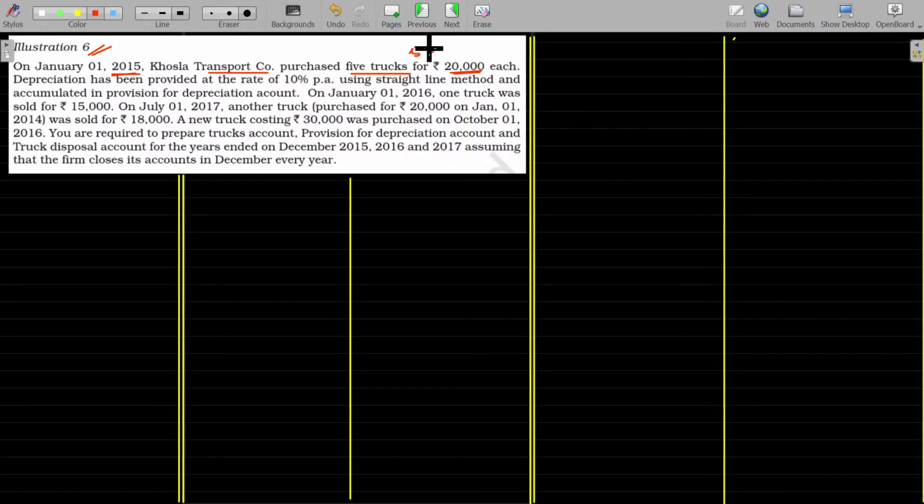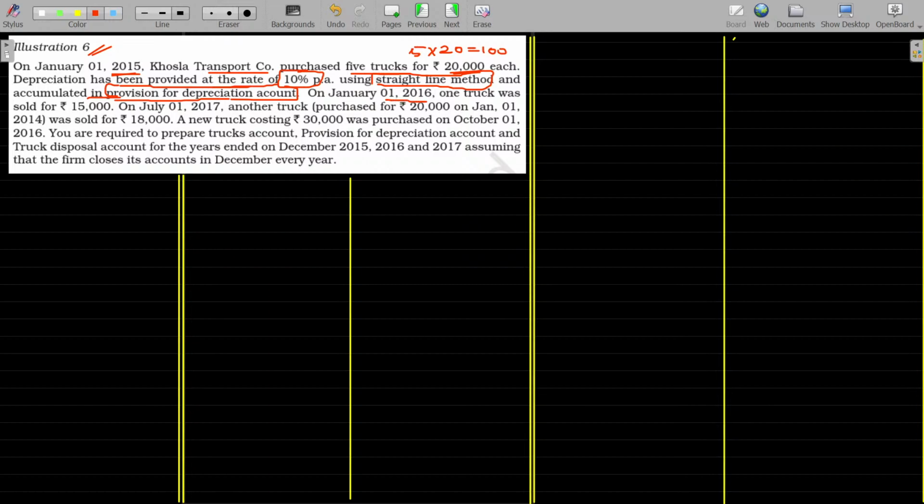Purchase being 5 into 20,000, 1 lakh, 100,000. Depreciation has been provided at the rate of 10% per annum using straight line method and accumulated in the provision for depreciation account. So we have to open the provision for depreciation account here. So the depreciation is not going to be adjusted in the asset account.